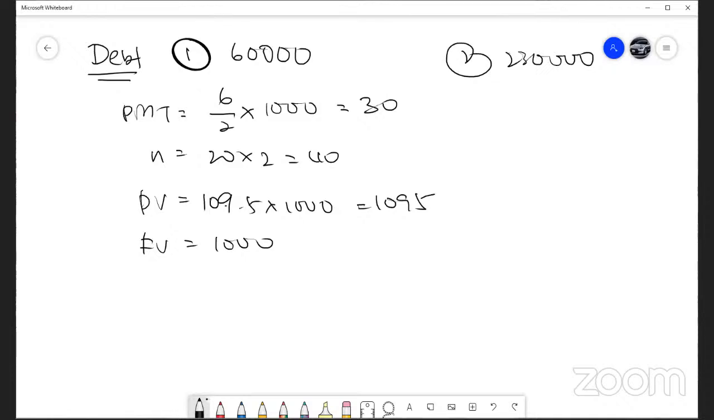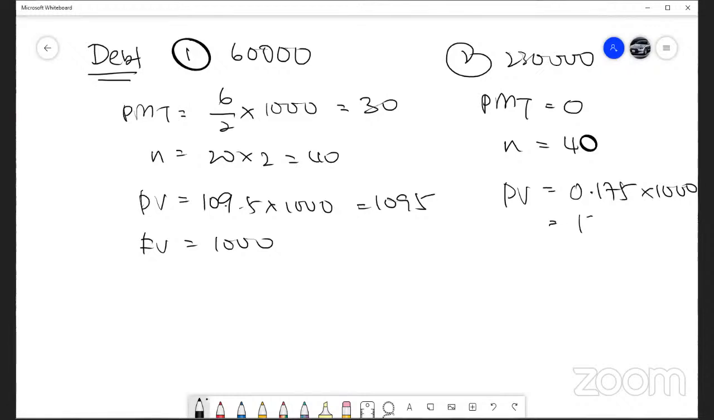So this one, PMT equals 0, because no coupon. Present value is 17.5 only. So it means 0.175 of 1,000. So this is $175. Okay, $175.